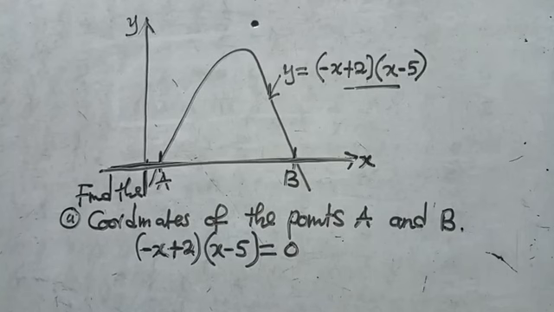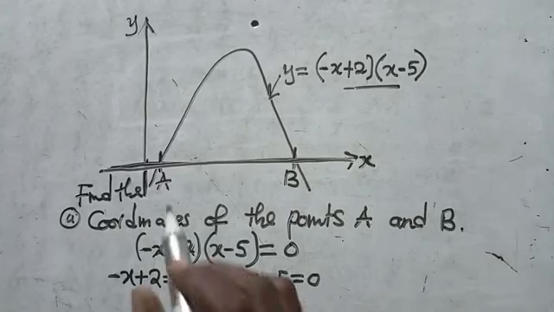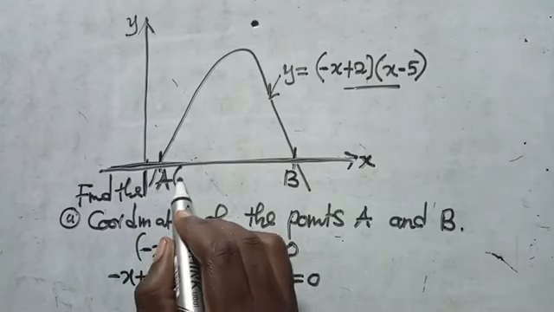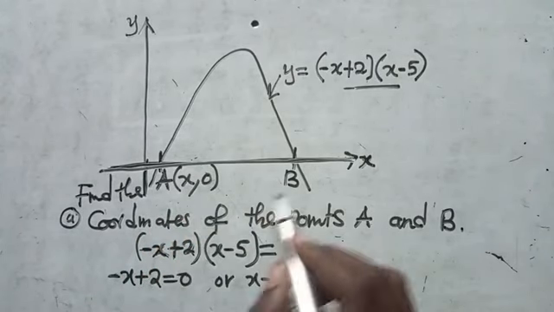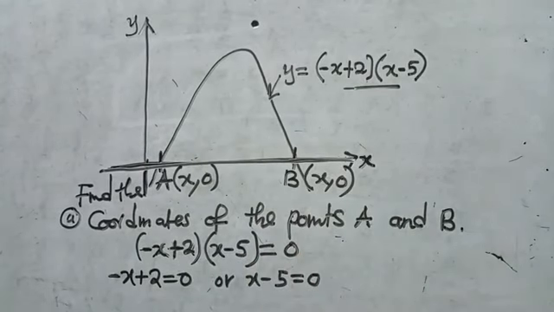It is at this point that you solve this equation. To answer questions in an exam under quadratic functions, you need to know how to solve a quadratic equation. But in this case, it is already simplified for us. I just need to say negative x plus 2 equals 0, or x minus 5 equals 0. I find the value of x, because I know y is 0 at both points.